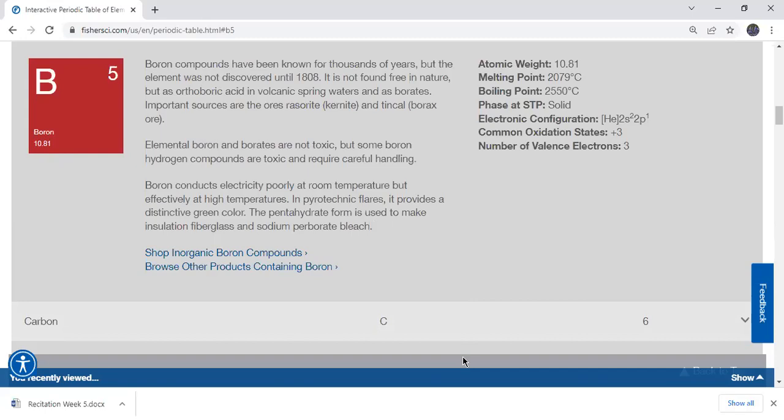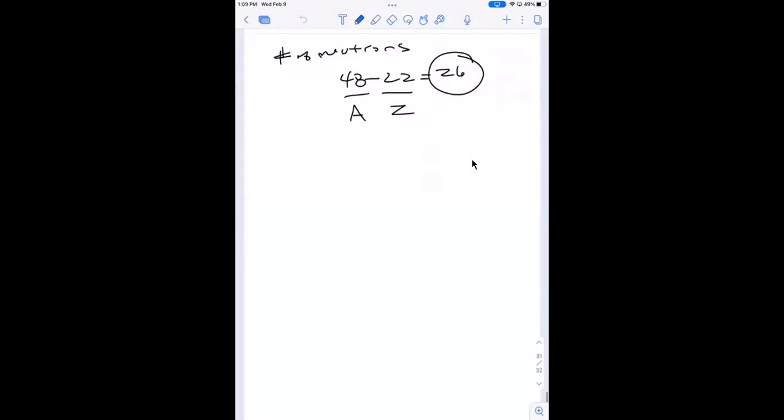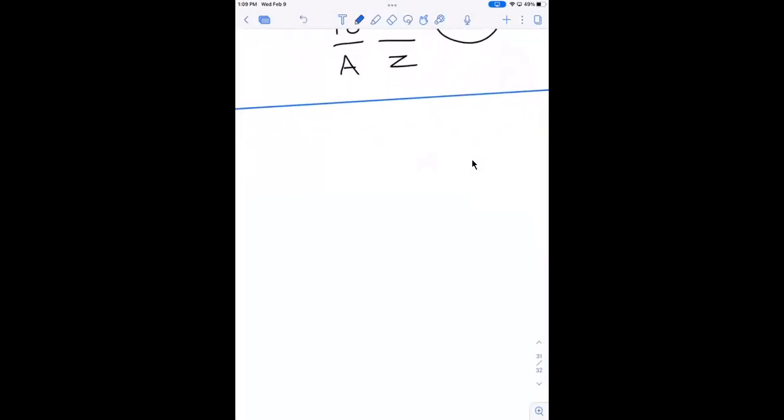So let me switch over to my iPad, and then we're going to work through some examples dealing with these isotopes and atomic mass. All right, so we're going to start out with that topic: isotopes and average atomic mass. All right, and today is the 9th.